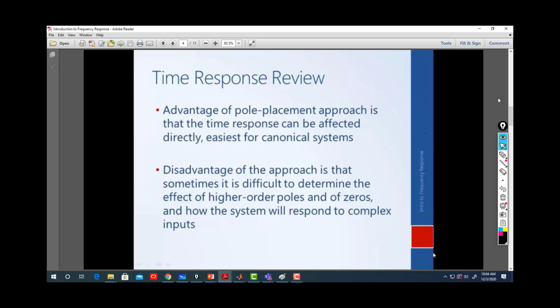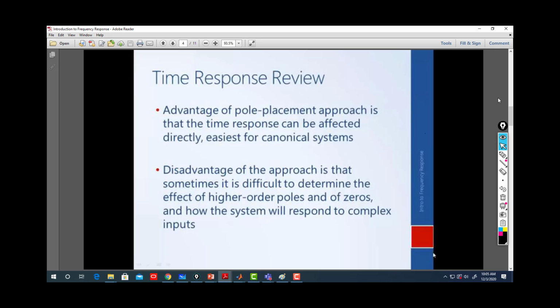The advantage of pole placement is that the time response can be affected directly, easiest for canonical systems. Compared to frequency response, the advantage here is that you can look at the response in the time domain and see how the response is behaving. In frequency response, maybe we are unable to see how the system actually behaves in the time domain, because that's how the system looks like. We are dealing with time. As human beings we are functions of time, right? So we analyze things based on time.